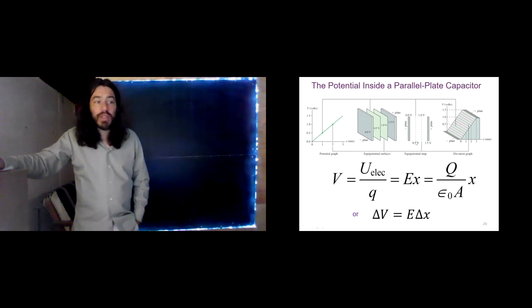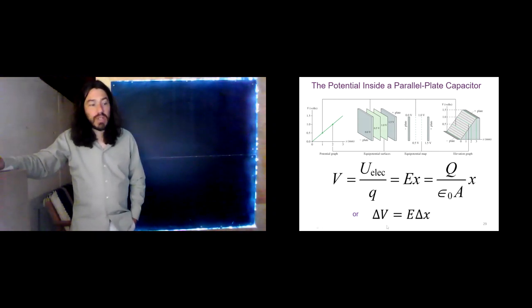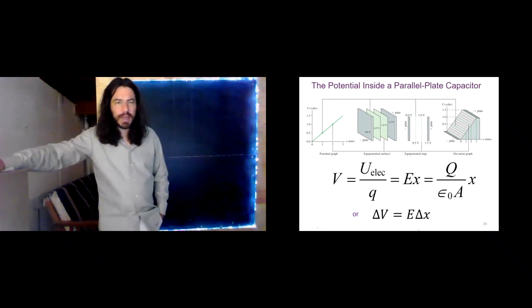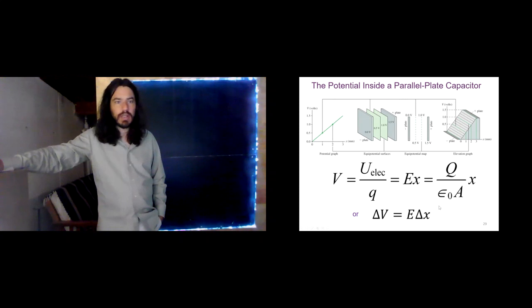If I'm a third of the way through, I'm at 1/3 of the total potential, or 0.5 volts. If I'm 2/3 of the way across the capacitor, then I'm at 2/3 of the potential, or 1 volt. Again, it varies linearly. We do have this equation, it works every time, but I think proportional thinking makes it a little bit more straightforward, honestly.